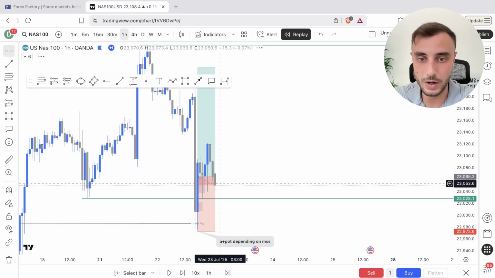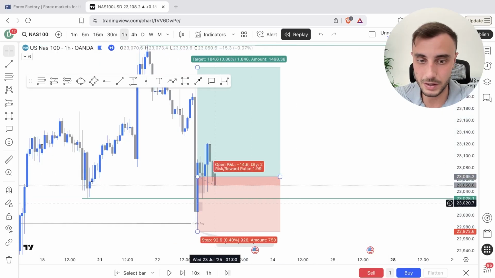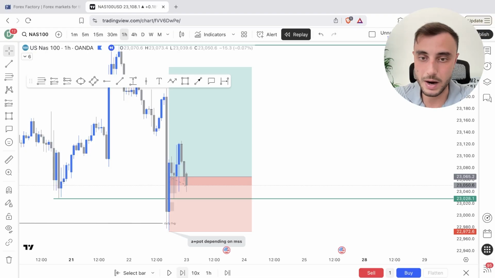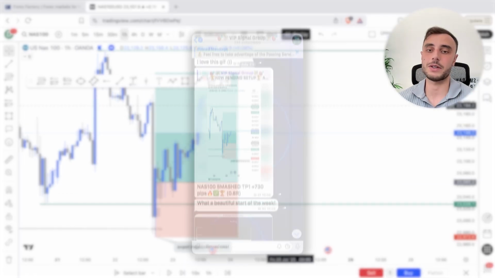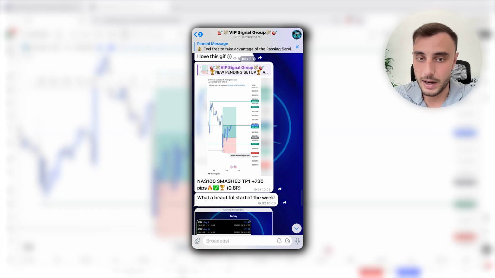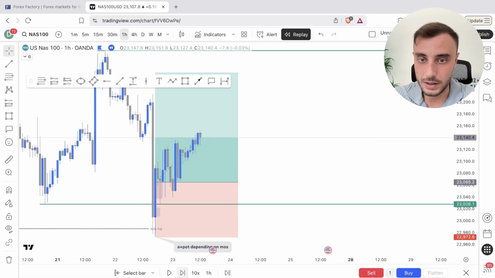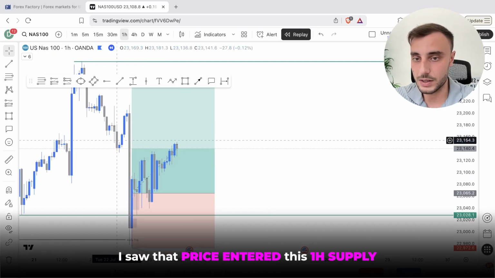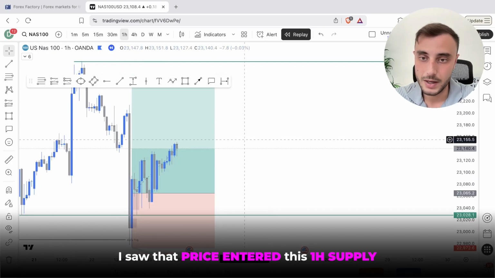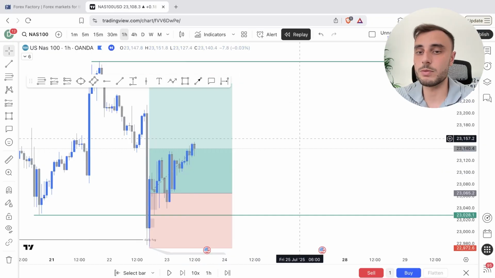Yeah, so let me go on the 1 hour to play it faster. This was during the night, 1 a.m. my time. A bit after I woke up, right here, it smashed the first target. And afterwards, 1 hour afterwards, that's when I decided to close the setup because I saw that price entered this supply right here. And the volume, the bullish volume slowed down significantly. Okay, so I closed it.